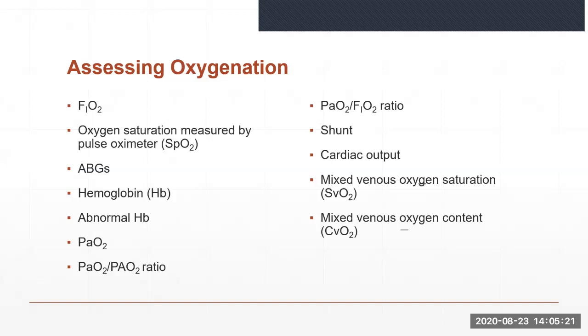Listed below are also other factors assessing oxygenation, such as the FiO2, your SpO2, ABGs, hemoglobin, abnormal hemoglobin, your partial pressure of oxygen in the arterial blood, your A-a ratio, the PF ratio, shunt, cardiac output, SvO2, and CvO2.